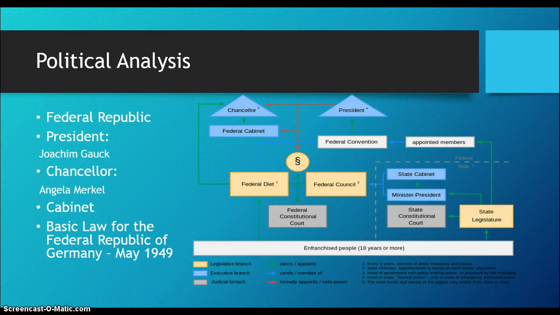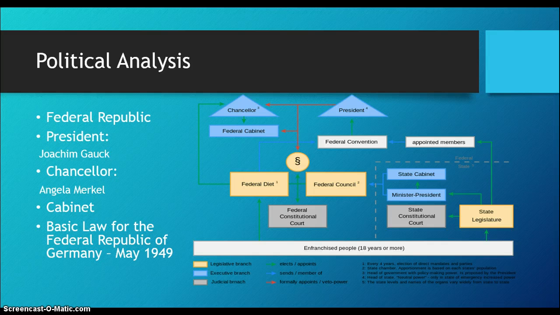He is elected by the Federal Convention, which is made up of parliament members, and can serve up to 2 terms of 5 years each. The current president, Joachim Gauck, was elected in March 2012.